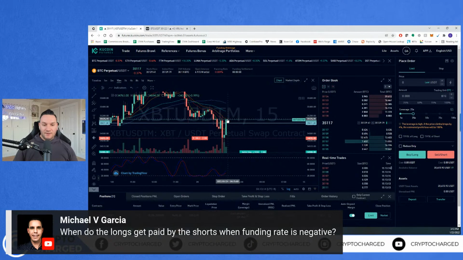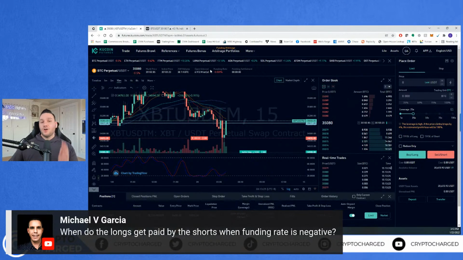When do longs get paid by the shorts? When the funding rate is negative. When the funding rate is negative, that means the shorts pay the longs. That means there are more people going short than going long, and because of that, it's driving the price of the perpetual contract beneath the spot price of Bitcoin.